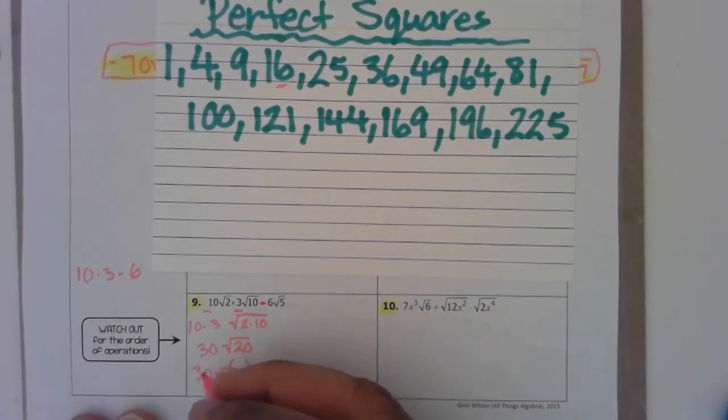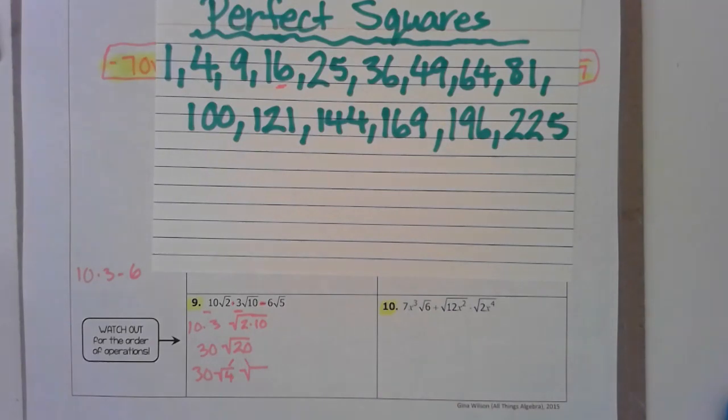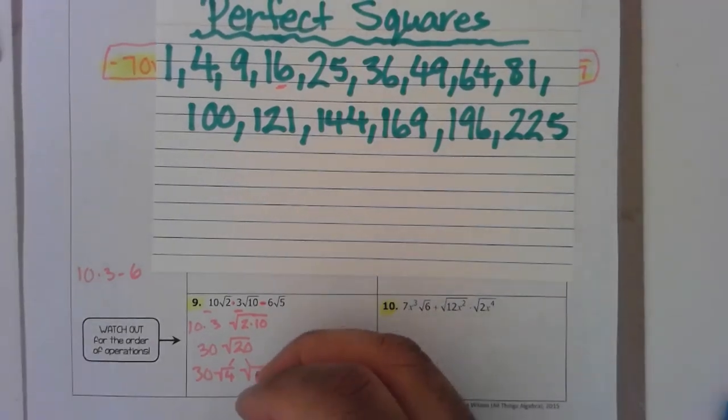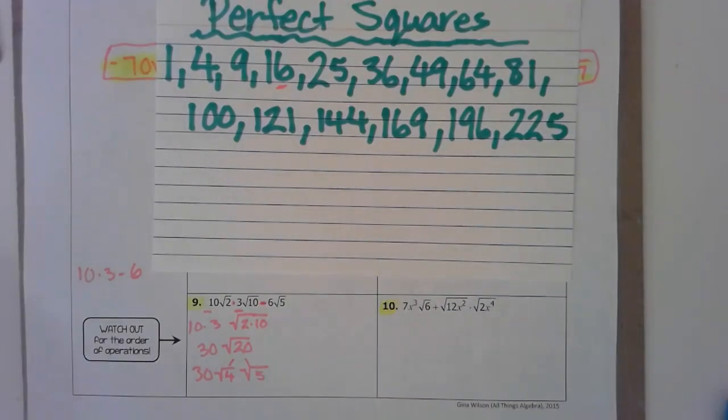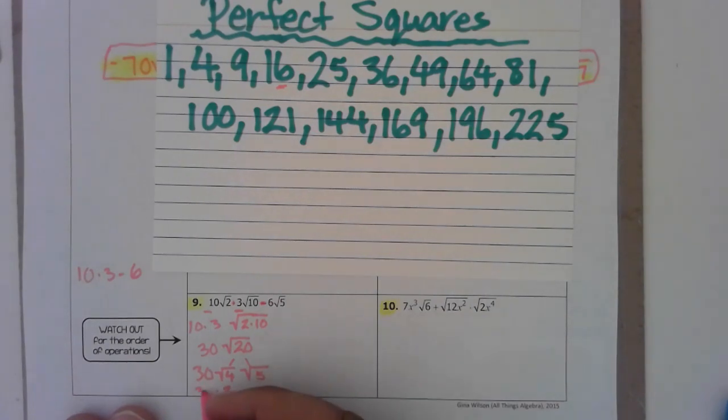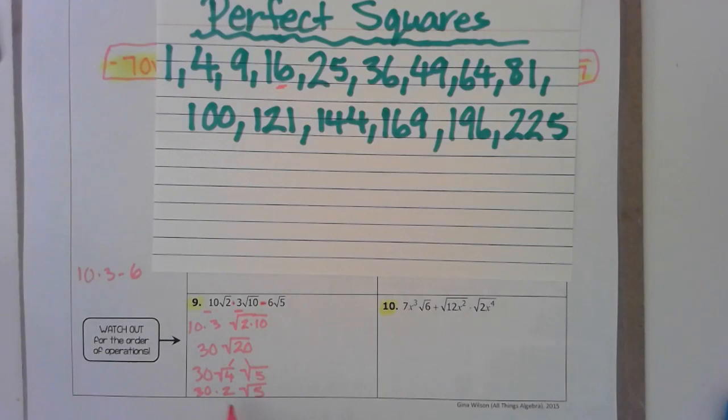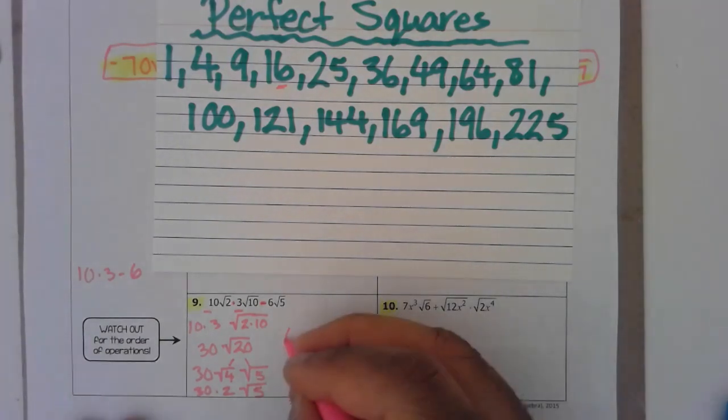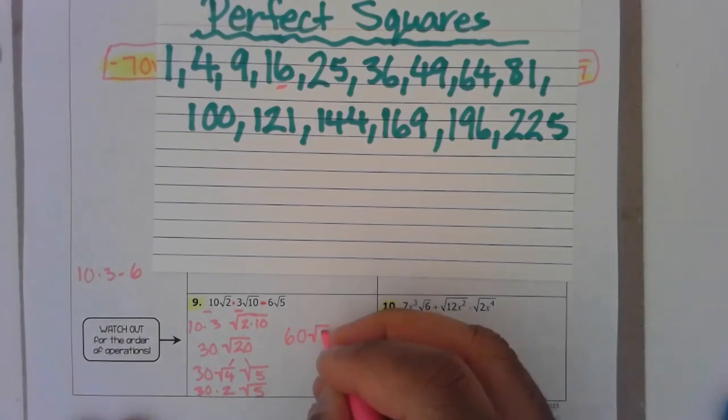I'm gonna write down my 30 here. And 20 divided by 4 is just 5. And then we can simplify. The square root of 4 is just 2. We'll multiply that by 30 here. And so when we do multiply that, 30 times 2 just gives me a 60. So we'll have 60 square root of 5.